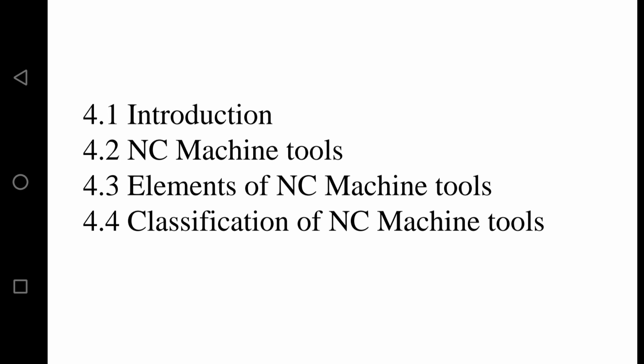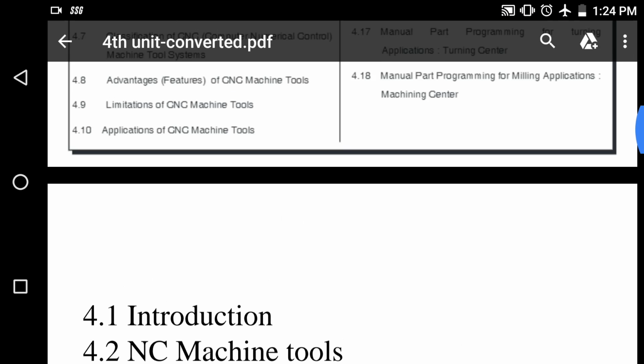Next comes: what are the different elements of NC machine tools? We have basic elements of NC machine tools: initially we must have a part drawing and part program. Next, program tape. Third, machine control unit, and finally the machine tool. Okay, first part drawing and part program, second program tape, third machine control unit, and the fourth one is machine tool.